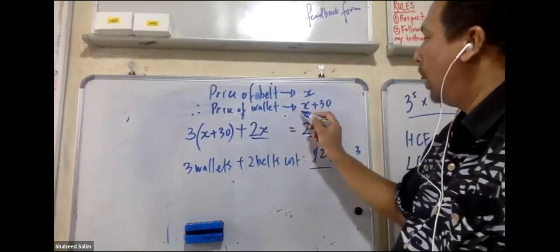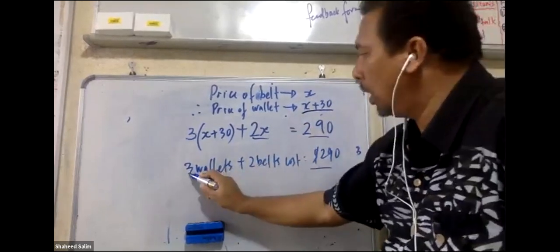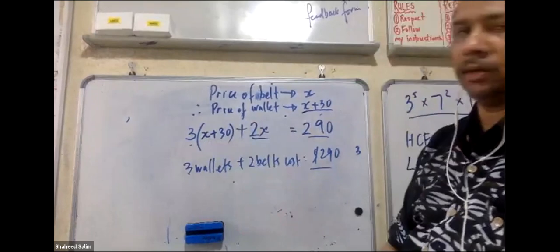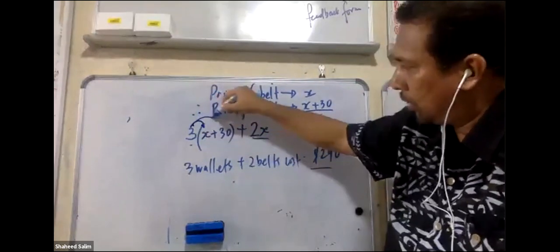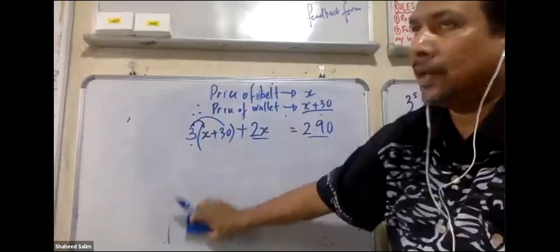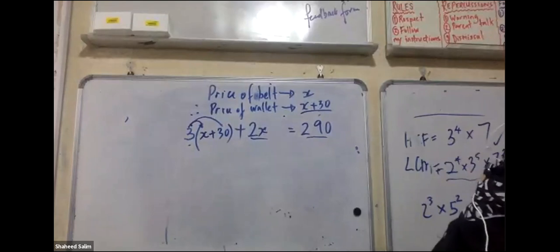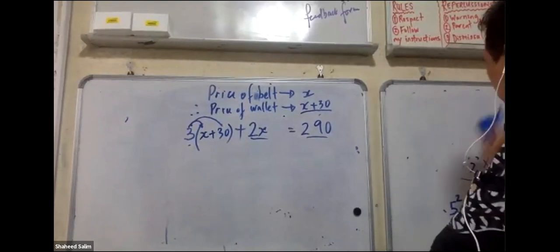Then 1 wallet is X plus 30. 3 wallets must be 3 times X plus 30. So you must do 3 times X, and expand 3 times 30. You try to do it, see whether you get it. Then later I'm going to show using your other method, using your method.